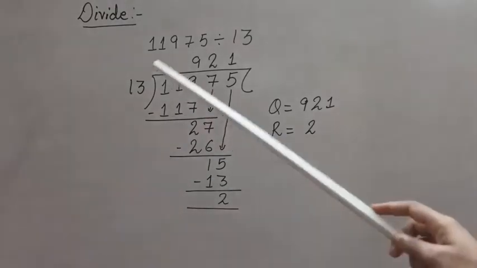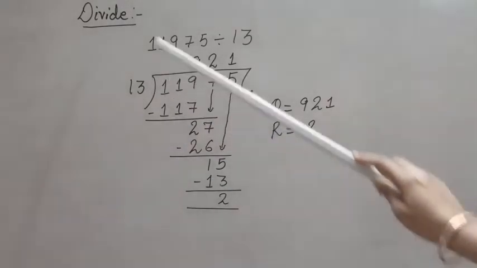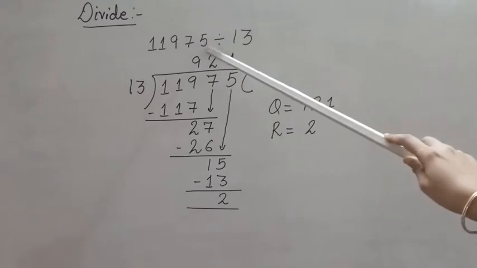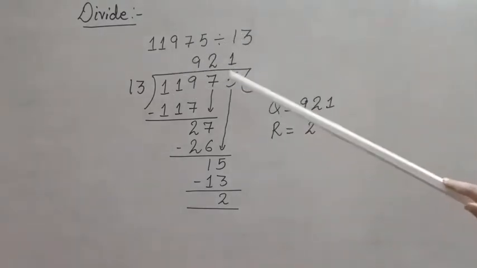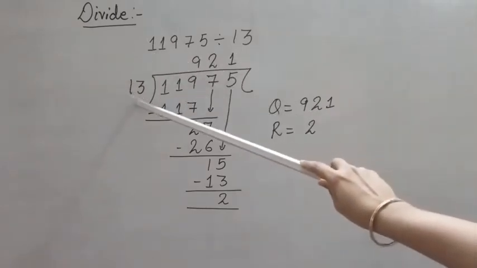Yes beta, one more example here I have taken. 11,975 is to be divided by 13. So 11,975 is my dividend and 13 is my divisor.